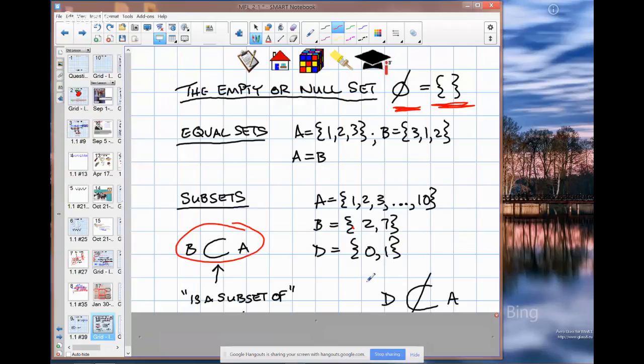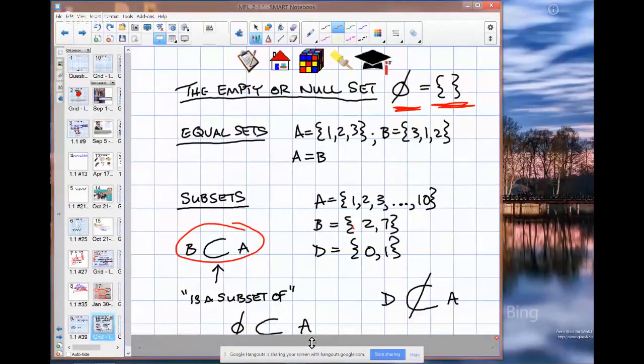But D is not a subset of A. Why not? Because there's no 0 in it. Everybody sees that, hopefully. So here's the symbol for D is not a subset of A: D subset with a slash through it. Okay. I'll explain this one on the bottom on the next page.